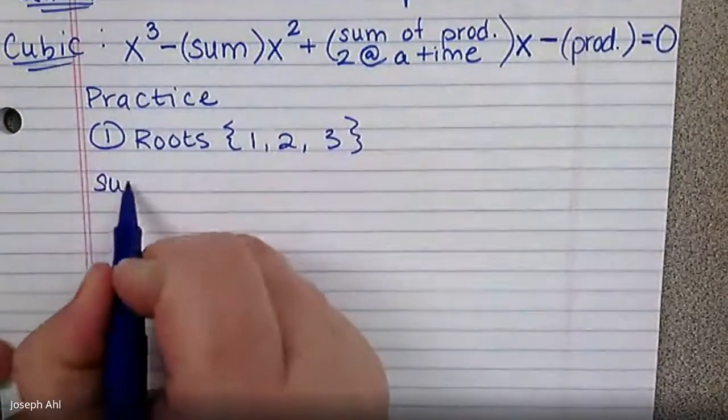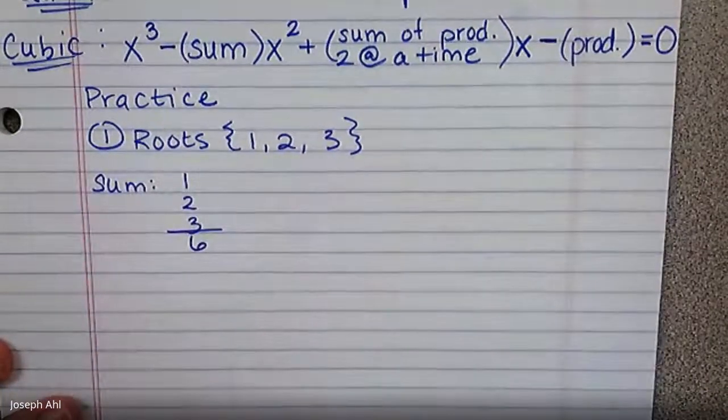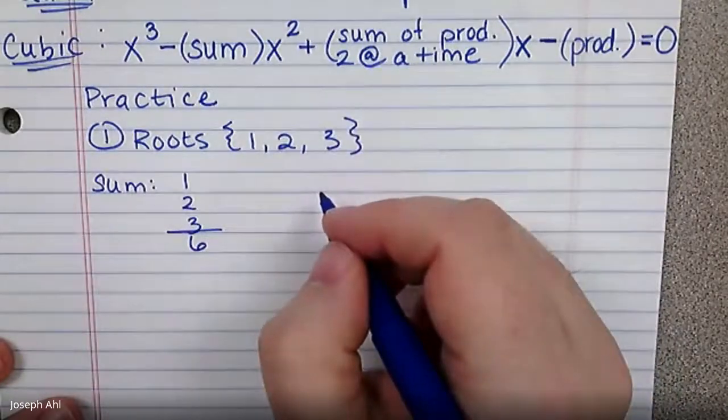So let's find the sum real quick. The sum would be 1 plus 2 plus 3 for a total of 6. So that's pretty easy to find. I'm going to go in order.